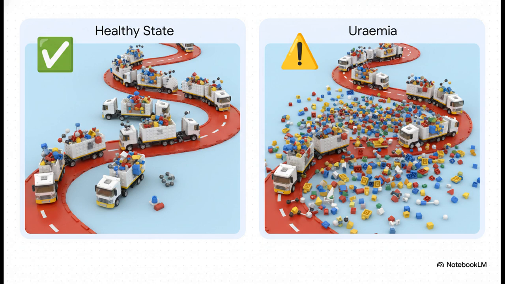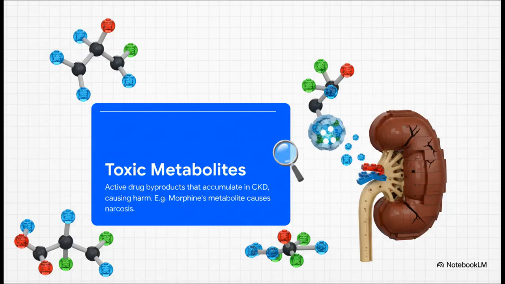Okay, so let's talk about distribution. Think of it like this. Drugs are cargo, and a protein in the blood called albumin is the truck that carries them. Normally, most of the drug cargo is safely tied to the albumin truck, which keeps it inactive. But in uremia, patients often have less albumin. So what happens? You have way more of this unbound drug floating freely in the blood. That free drug is the active part, and too much of it can cause serious toxicity, especially with drugs like phenytoin and warfarin.